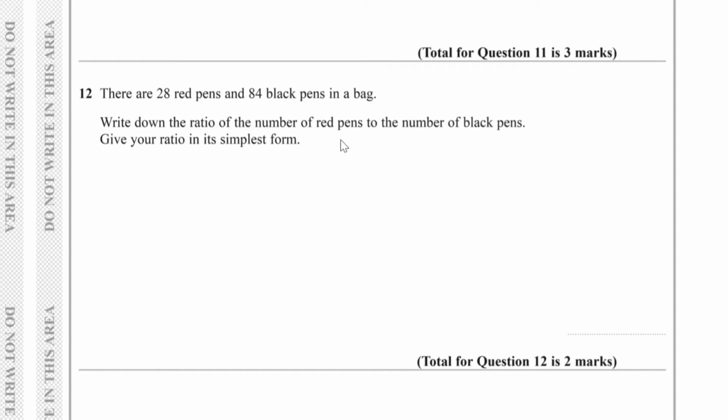Here is the completed two-way table. Question number 12. There are 28 red pens and 84 black pens in a bag. We have to write down the ratio of the number of red pens to the number of black pens. Give your ratio in the simplest form. Well, we've got the ratio red to black being 28 to 84. And if I divide through by 28, we will get 1 to 3.